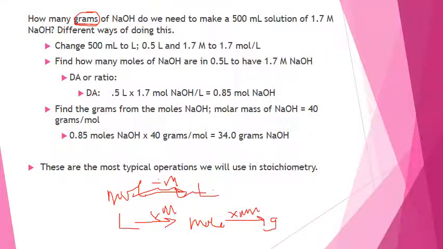Okay, so first thing I want to do is I want 500 mL to be liters, and I want the molarity to be moles per liter. So again, a lot of this is we use dimensional analysis and so forth. You would take 500 mL times the ratio 1 liter over 1,000 milliliters, which is equal to 0.5.